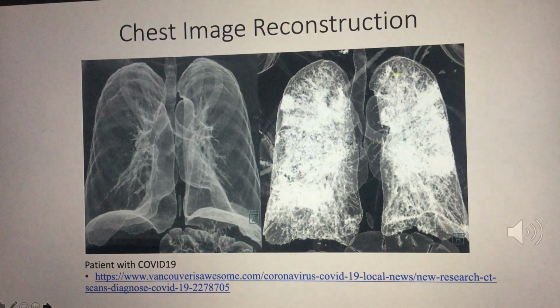In this image, you can visualize how a chest image reconstruction looks on CT. This patient has coronavirus, and the CT allowed the doctors to visualize the condition and how the lungs are. In Canada, they are using CT scan as one of the tools to diagnose this condition.